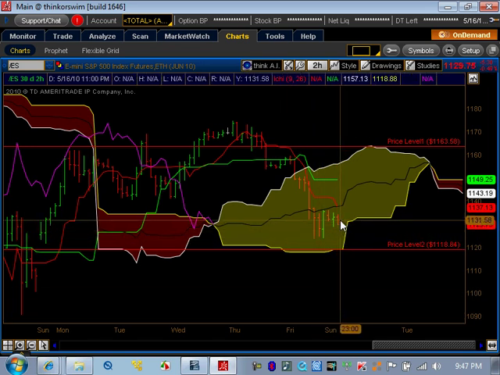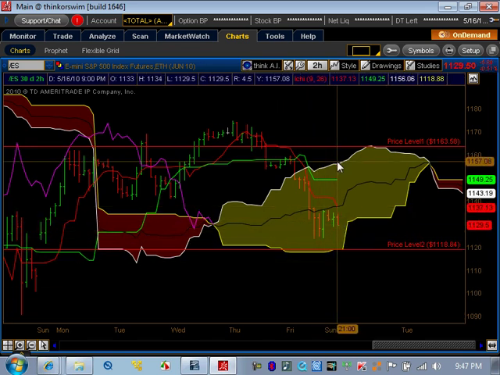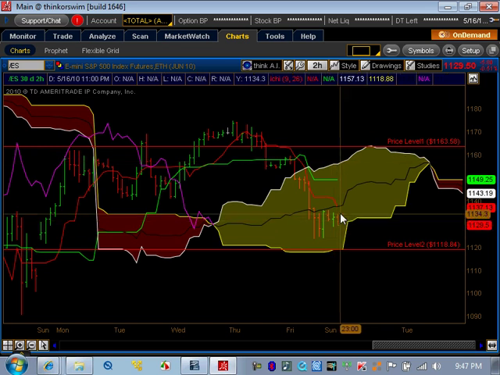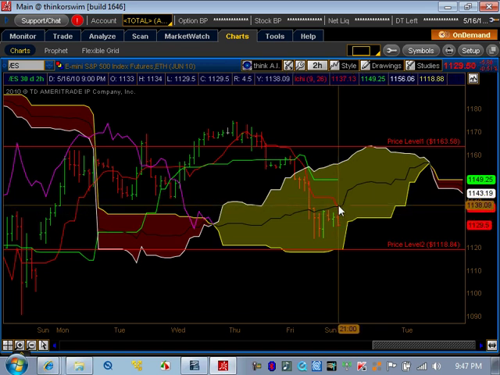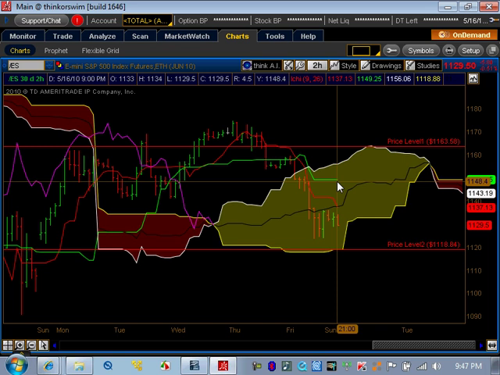So the very first thing you look at is price in terms of this cloud. The second thing you need to look at is the Tenkan-sen/Kijun-sen relationship. Right now, if you look at this, the Tenkan-sen is below the Kijun-sen. That's basically indicating bearish. If the Tenkan-sen was above the Kijun-sen, that would be bullish.